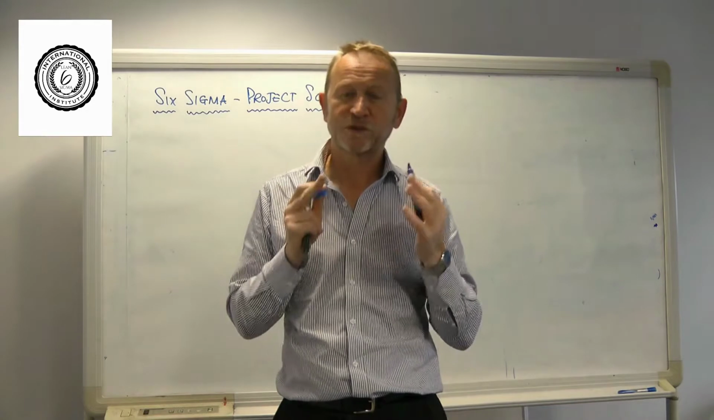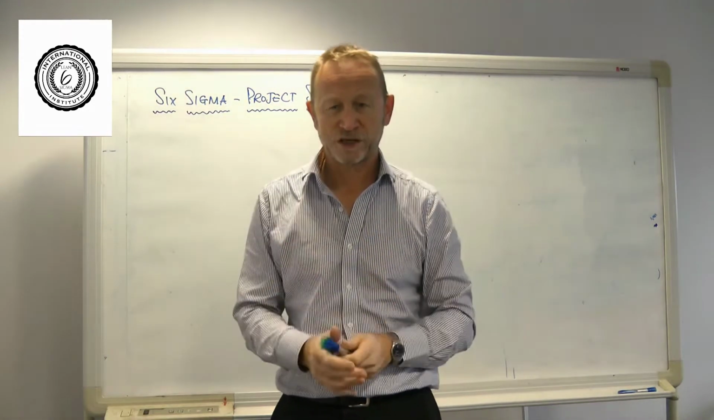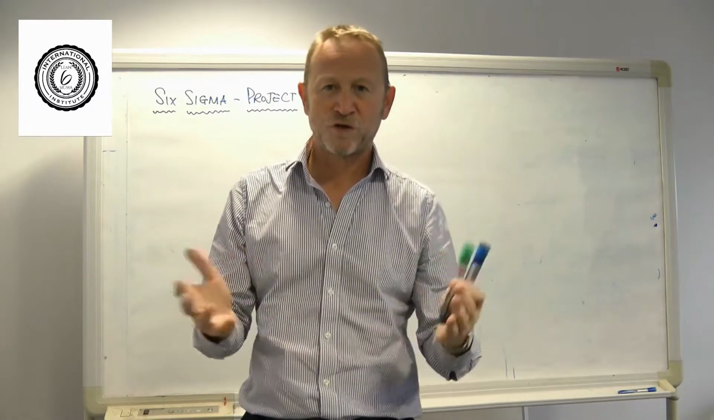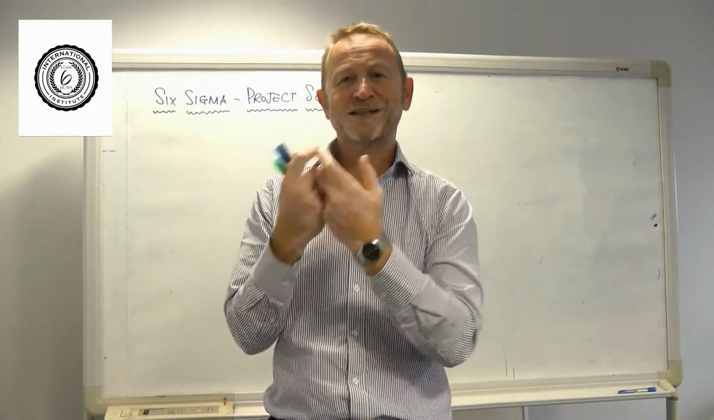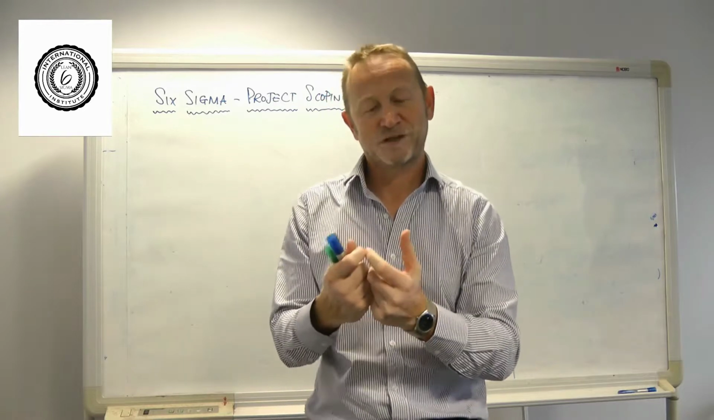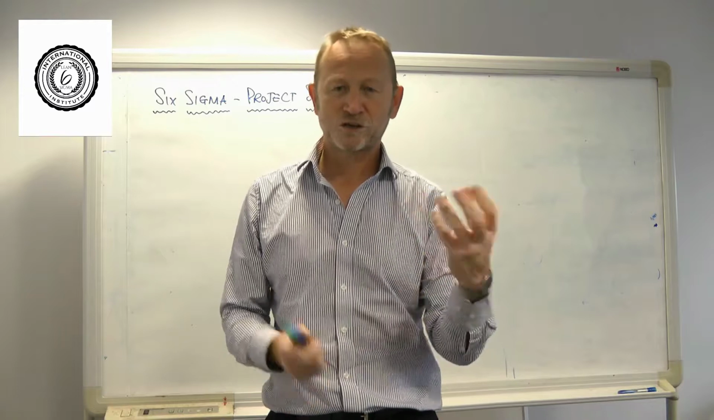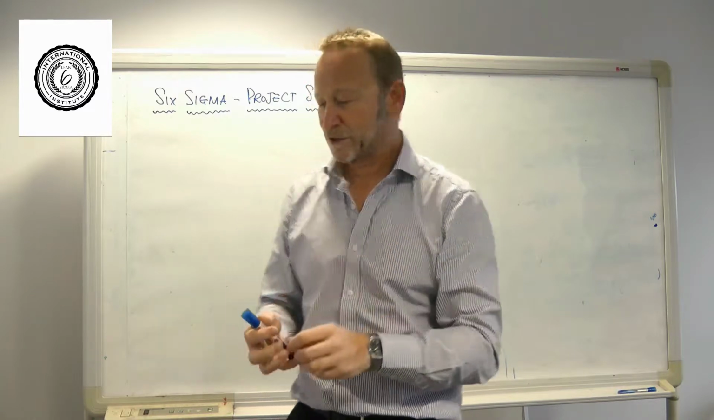So Six Sigma project scoping, as I say, is something I often see go wrong. We try to draw a box around the project, and the box is preventing the answer being found. We want to try and avoid making mistakes like that, so let's take a look at the type of project scoping that we could have.